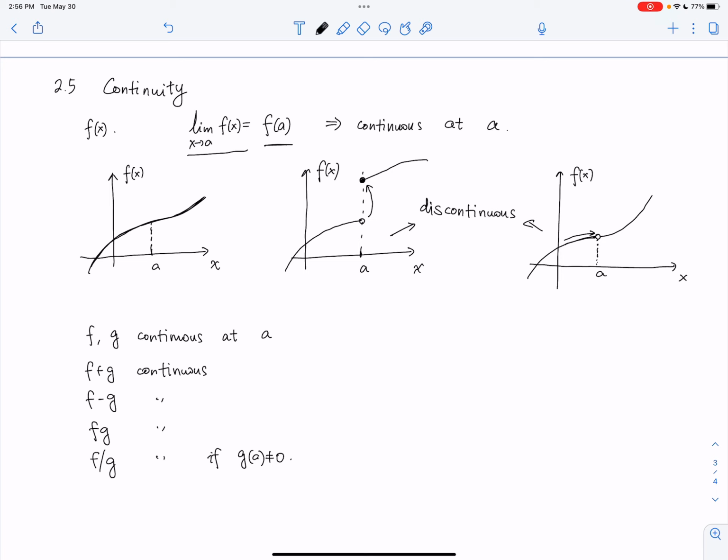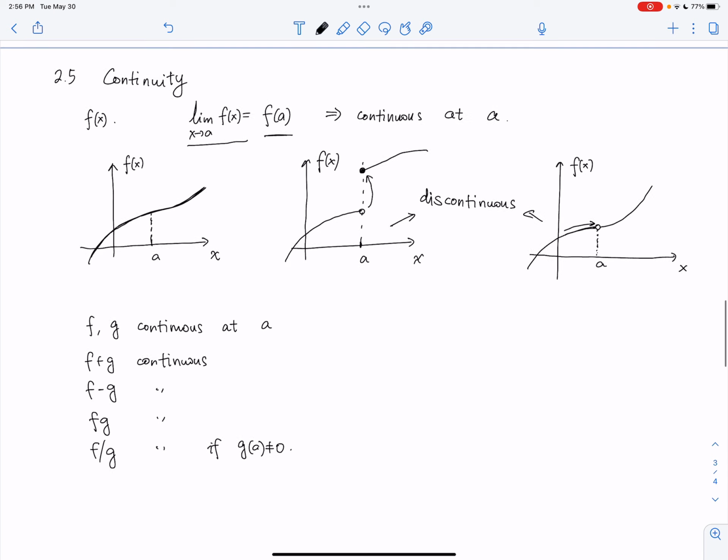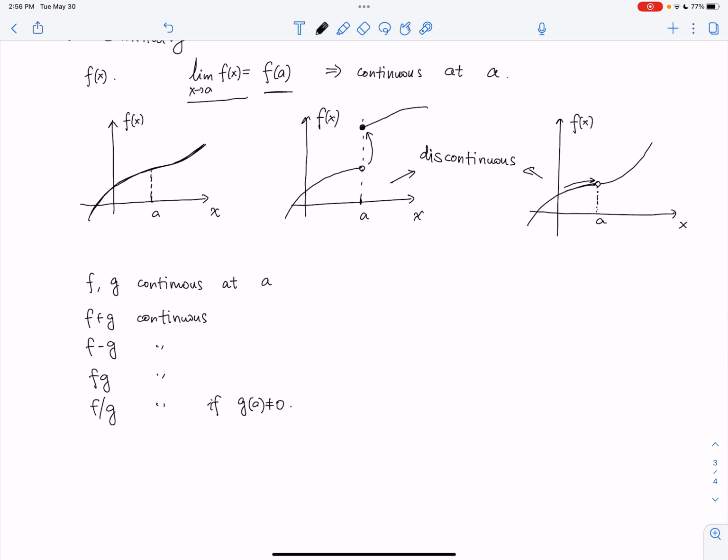Now, this continuous property is very common. Most of the functions you see, like the polynomial function or exponential function, trig functions, they are all continuous.